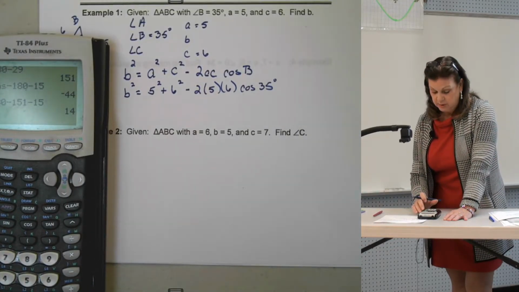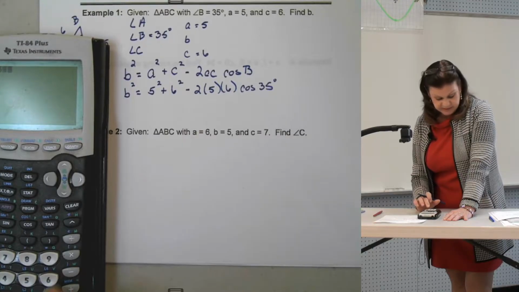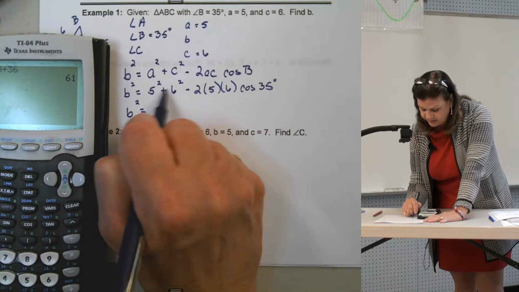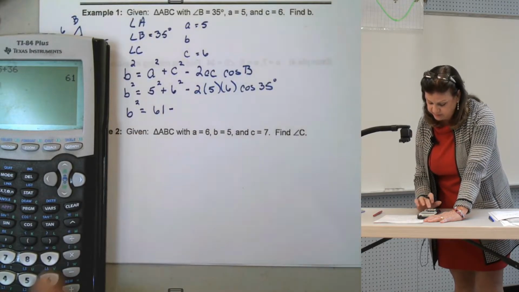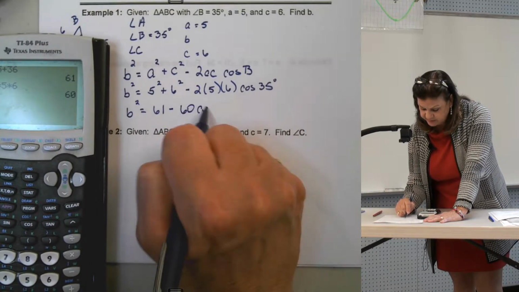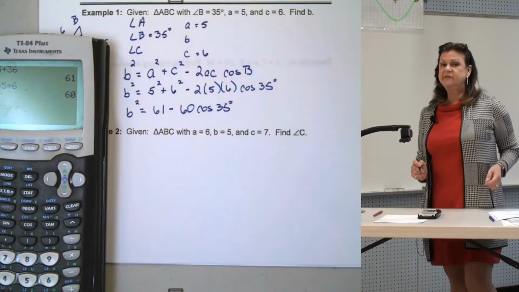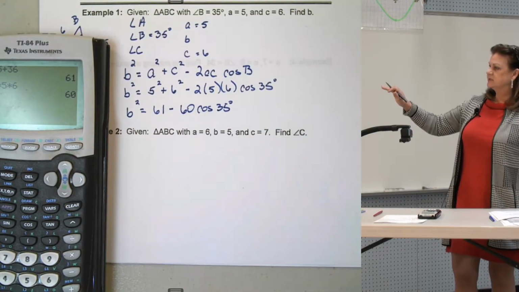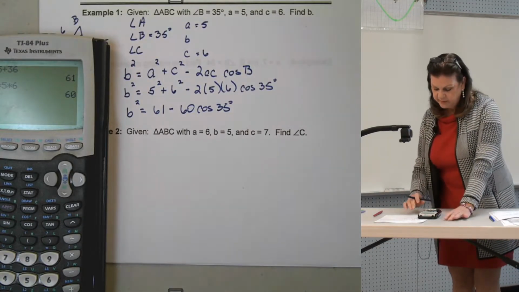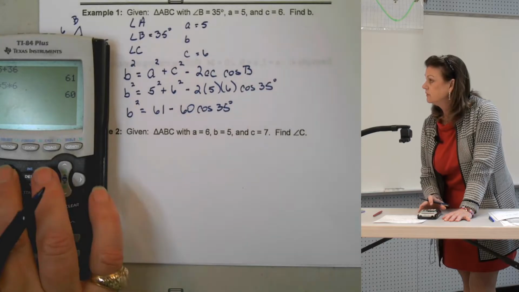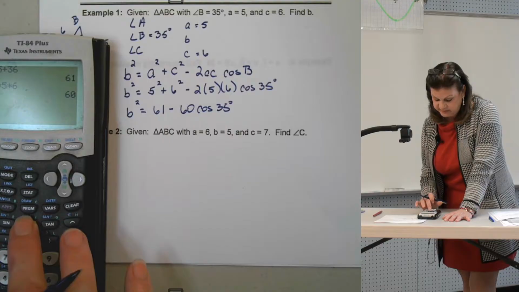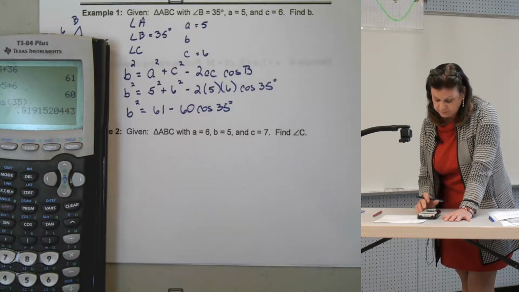All right, so we've got 25 plus 36. So I have b squared is, I'm adding these, 61 minus 2 times 5 times 6 gives you 60 times the cosine of 35 degrees. Please, this is where students usually make their mistake. They'll say 61 minus 60, but you can't. You have to multiply the 60 by the cosine of 35 first. And let's make sure you're in degrees, because my equation's in degrees. So I have cosine 35 times 60.